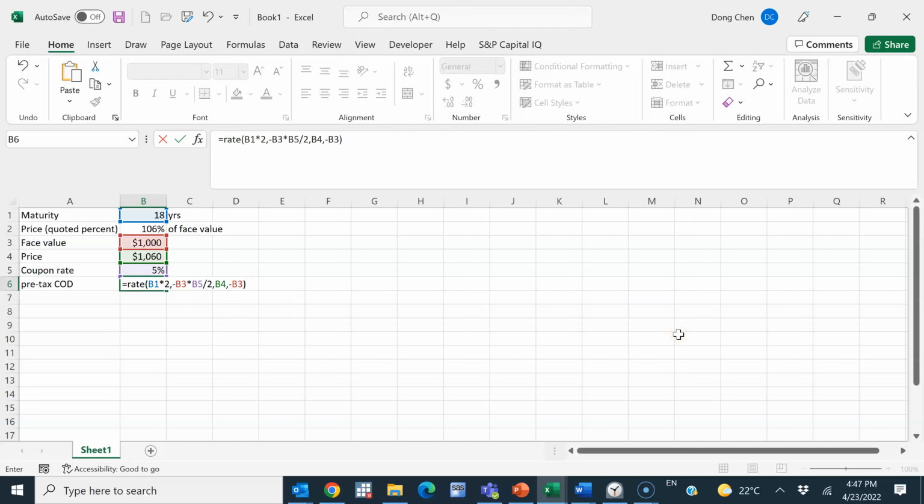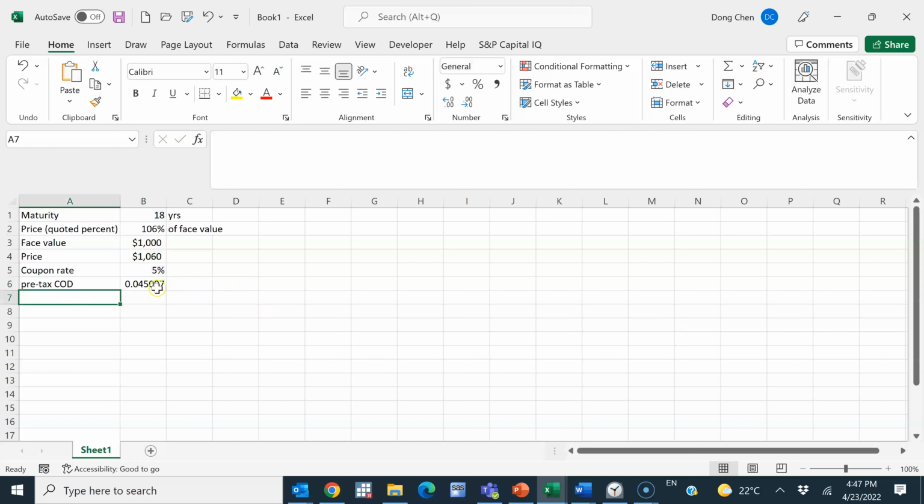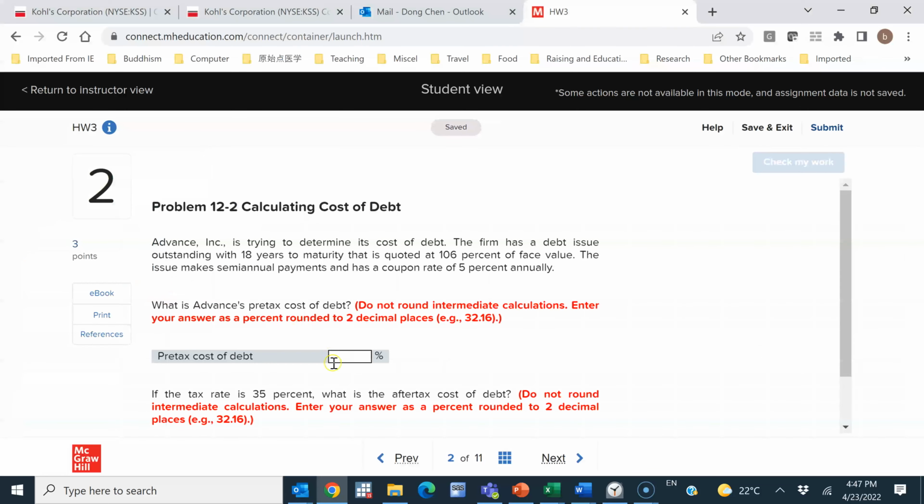But don't forget, as I said, so far we're just calculating the semi-annual yield to maturity. After that, we need to multiply this by 2 and put this according to the rounding requirement, as a percentage and keep 2 decimal places. So this gives me 4.51%.